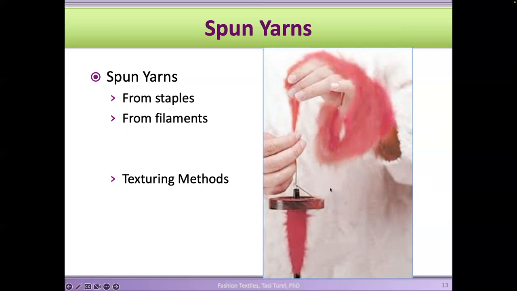and you're winding it as a yarn on a bobbin. So you can make spun yarns from staples. You can also cut filaments into staples, and you can spin filament yarns as well. You can also use different texturing methods to add a texture to your yarn.